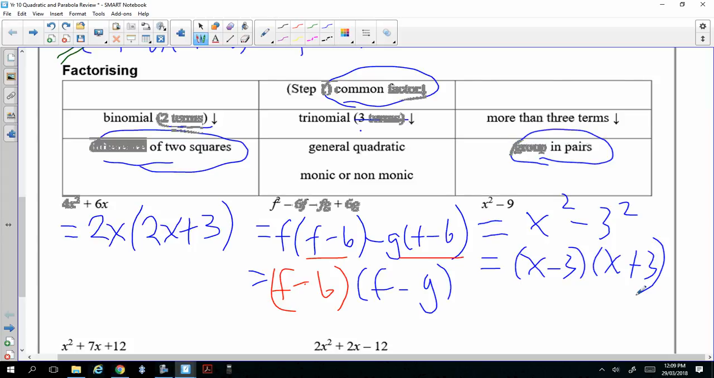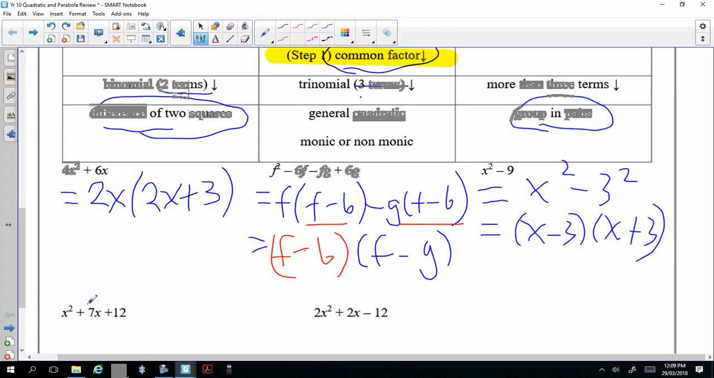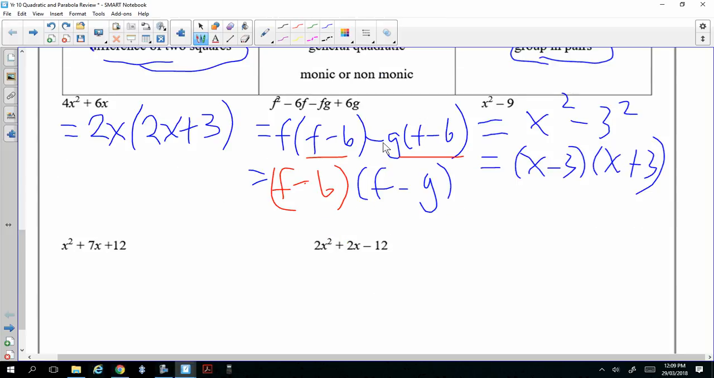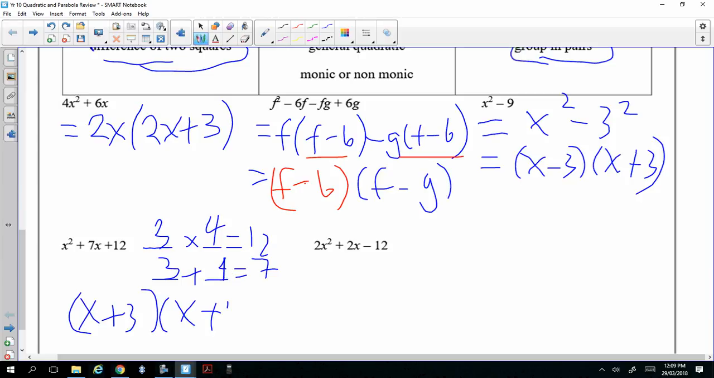And then we'll continue with 3 terms. Always check this as your first step. Check whether there's a common factor. Okay? So for this one, there is no common factor. And there are 3 terms. It's a quadratic. So what do we do? Multiply 2 numbers to get 12, add to get 7. What would that be? 3 and 4, isn't it? Right? So you get x plus 3, x plus 4. Done. Very easy. Okay.